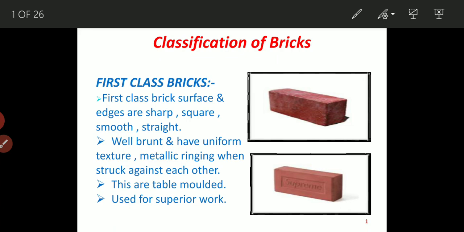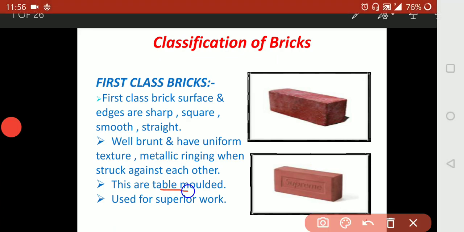So the first is the classification of bricks. There are actually four classes of brick: first class bricks, second class bricks, third class bricks, and fourth class bricks, or what we call Jhama bricks. So what do first class bricks mean? First class bricks are very sound, well burned, table molded, rectangular with sharp edges. So here is the word table molded.